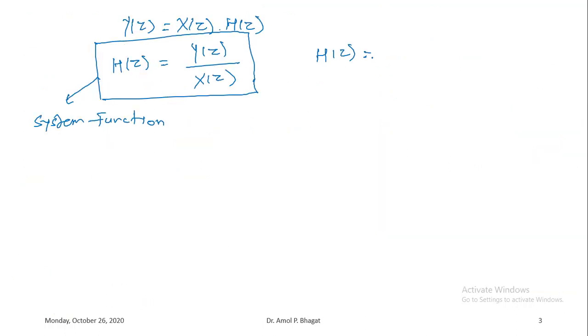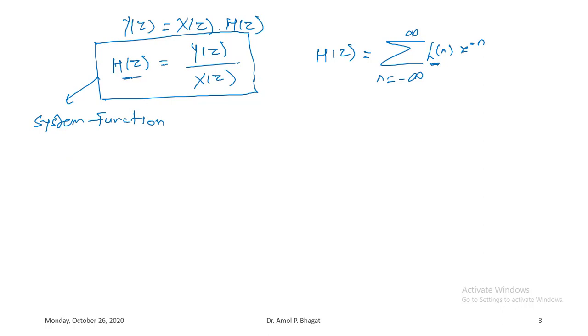So that means the equation for H of Z will be summation n equals minus infinity to infinity. The formula for Z transform is summation n equals minus infinity to infinity x of n into z to the power minus n. But in place of x of n, we are identifying the Z transform of h of n. So h of n multiplied by z to the power minus n. So this is nothing but the Z transform of h of n, indicated as capital H of Z, and this H of Z is called the system function, right?